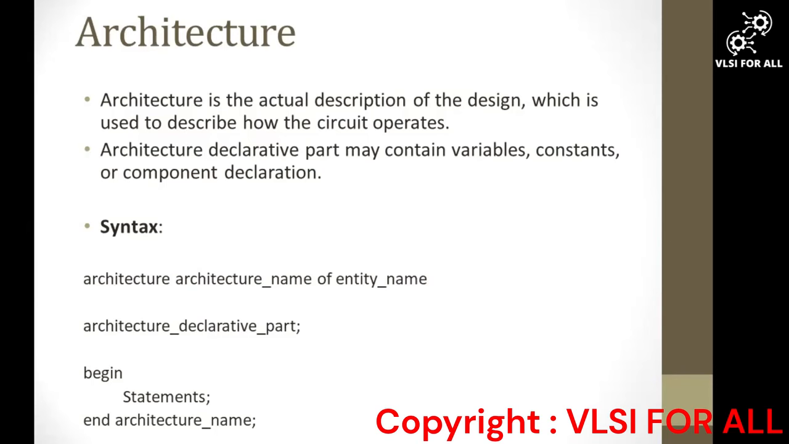The first keyword will be architecture. After that, the architecture name, then of, then the entity name, and is. The architecture declarative part may contain variable, constant, or component declarations, so it may be additional variables and more. After that, begin, and after that, statements. This is the main part. We have to write the code, the logic of what our hardware circuit is going to do. At the place of statements we will write that, and after that, end followed by the architecture name.